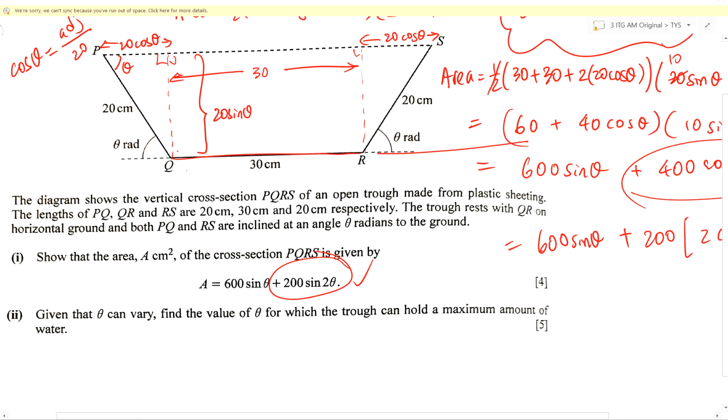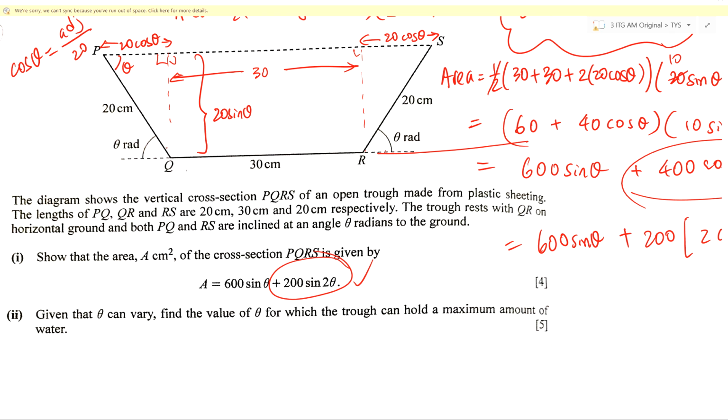Can you imagine if theta is really, really great, very, very big? How big? Maybe this big. So by symmetry, the other side also same. Theta. Is the volume big or small? Again, it is very small. So we can imagine as theta changes from small to very big, the area and therefore the volume changes from small to big, then to small.